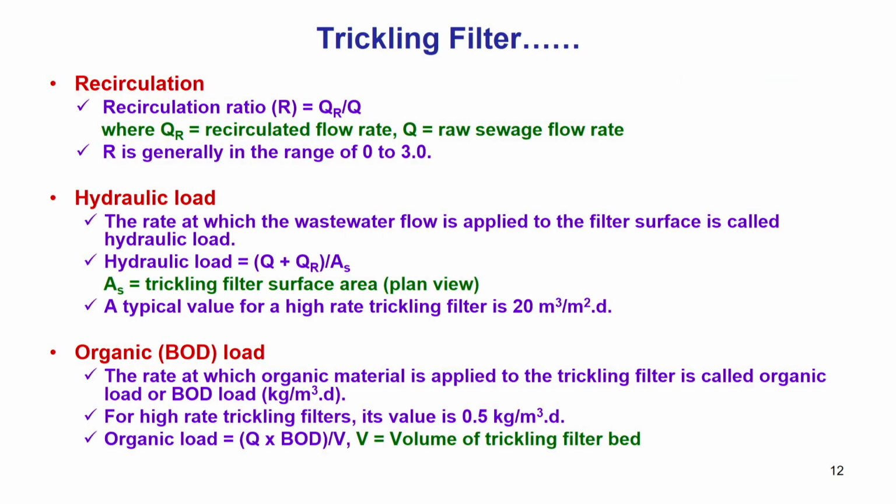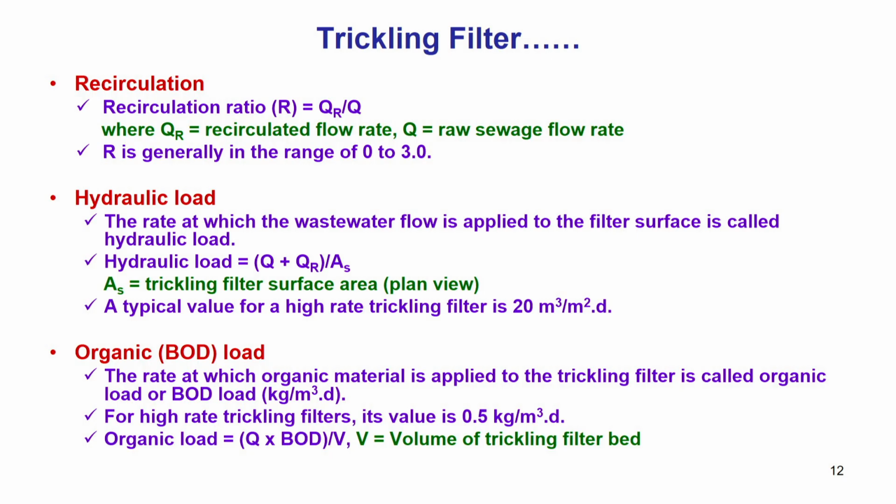And there are some parameters like recirculation. The recirculation ratio is expressed as QR by Q. QR is the recirculated flow rate and Q is the raw sewage flow rate, and R can be 0 to 3 depending upon the situation.